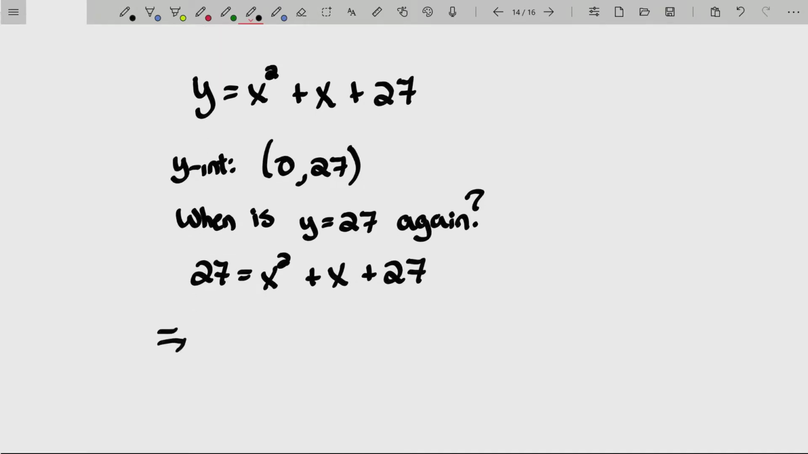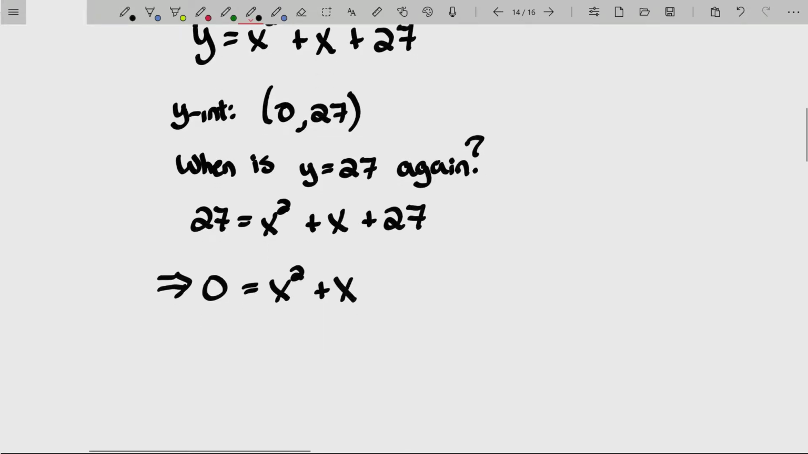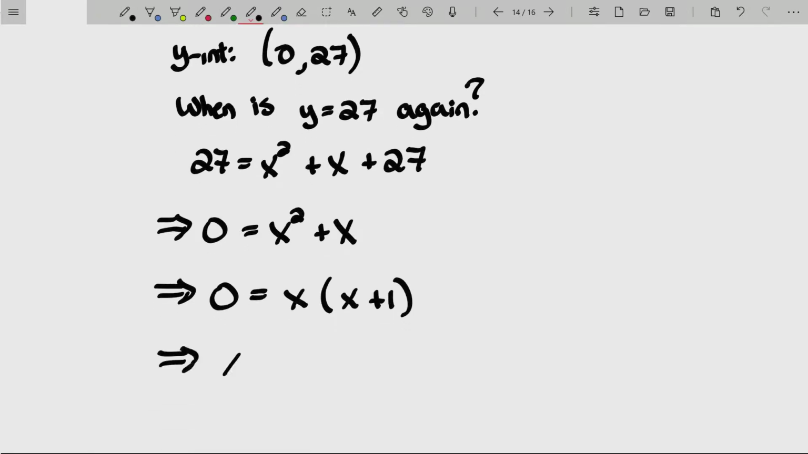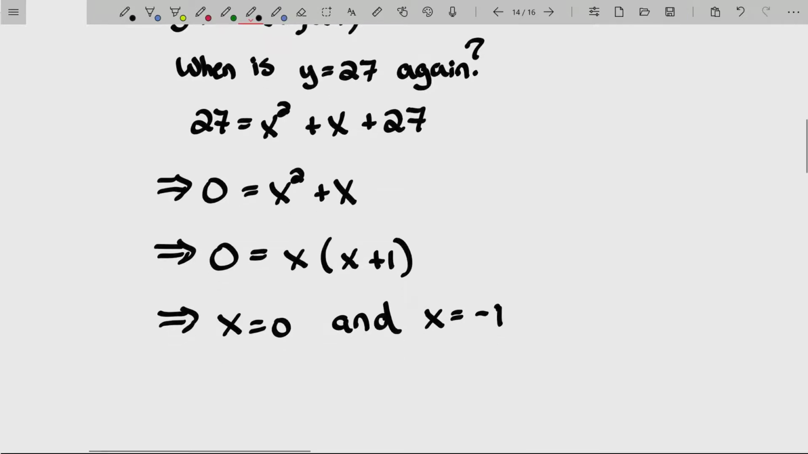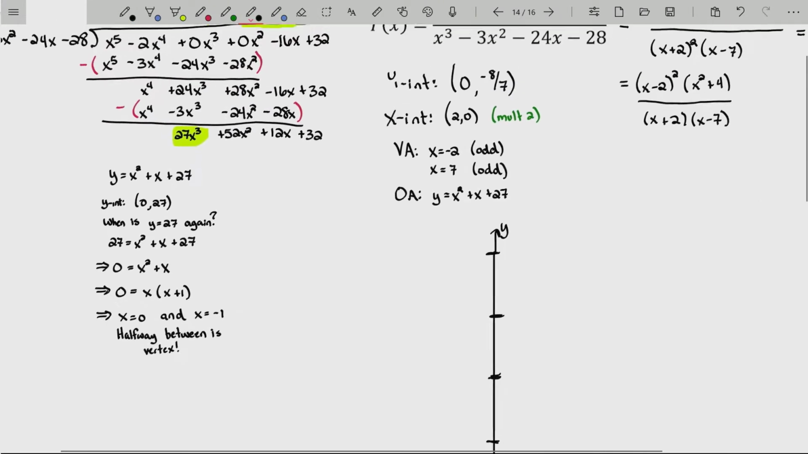If you subtract 27 from both sides, you'll find out this parabola is at a height of 27 when the solution to this equation occurs. It's at a height of 27 at x equals 0 and at x equals negative 1. Again, let's say this is the height of 27 here, at x equals 0 and x equals negative 1. Halfway between those two is the vertex.